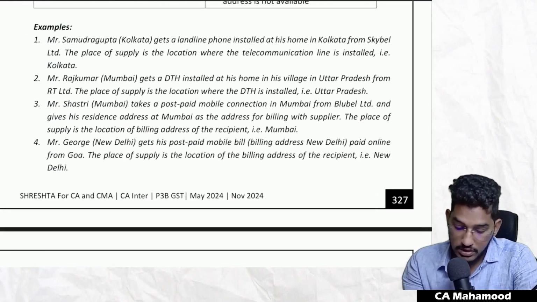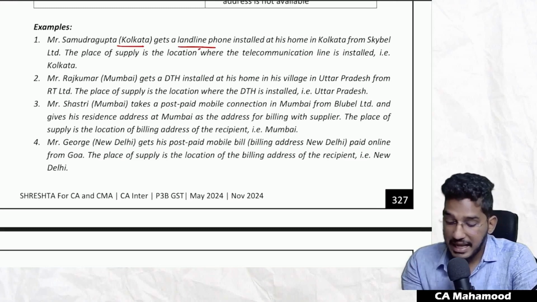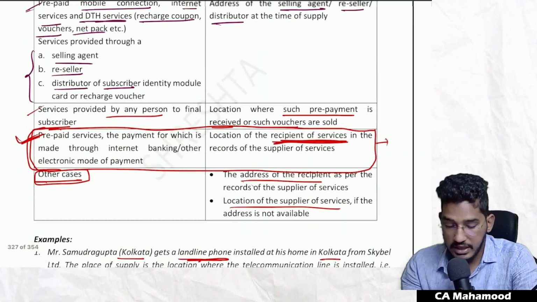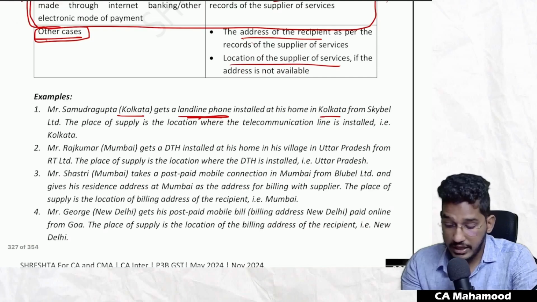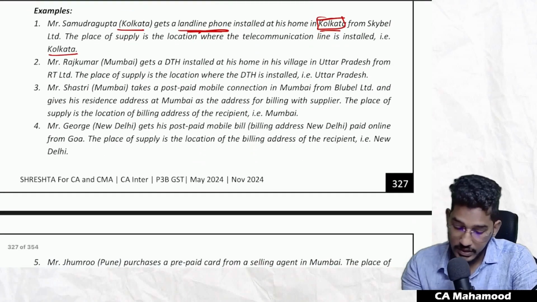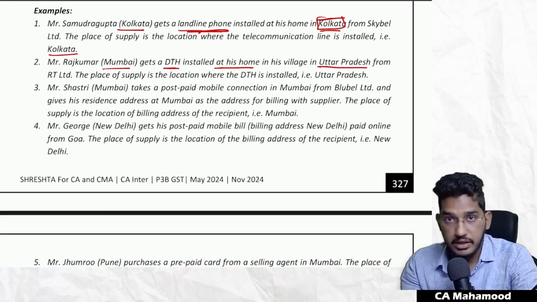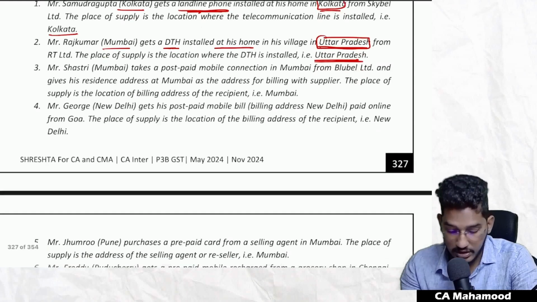Mr. Samudragupta, Kolkata, gets a landline phone installed at his home in Kolkata from Skybell Limited. This will fall under the first category, fixed telecommunication line, where it is installed at his home in Kolkata. What is the place of supply? The place of installation, which is Kolkata. Next one, Mr. Rajkumar, Mumbai, gets a DTH installed at his home in his village in Uttar Pradesh from R Limited. DTH services, place of supply will be the place of installation. Where it is installed, Uttar Pradesh. The place of supply will be Uttar Pradesh.